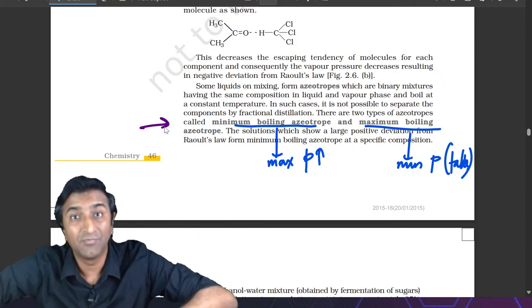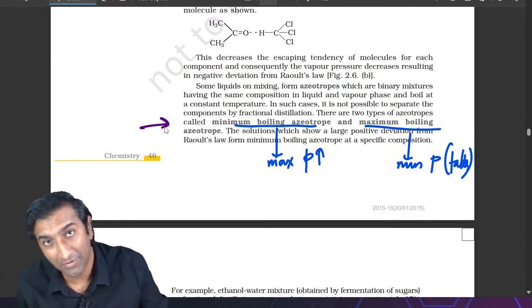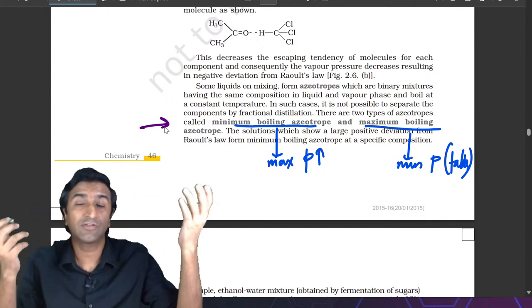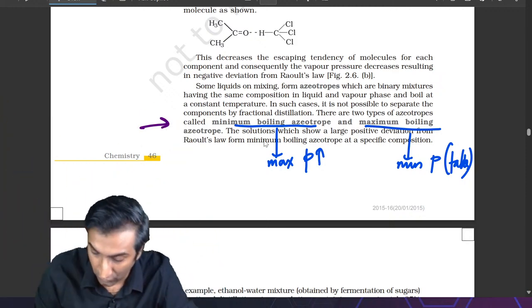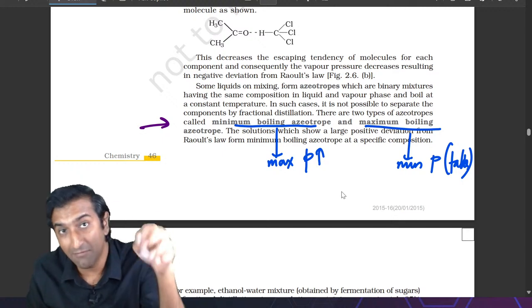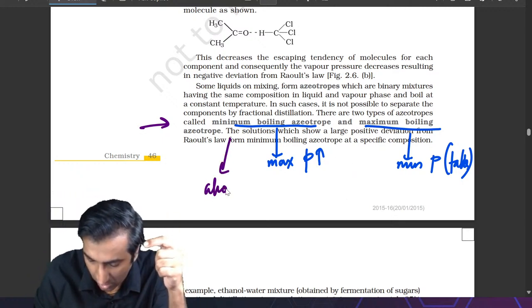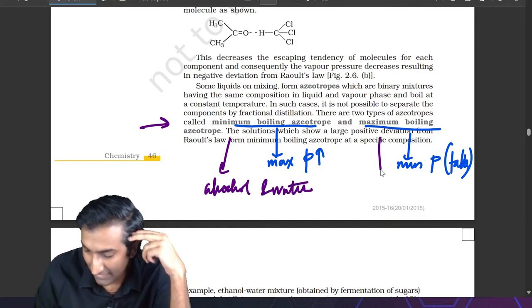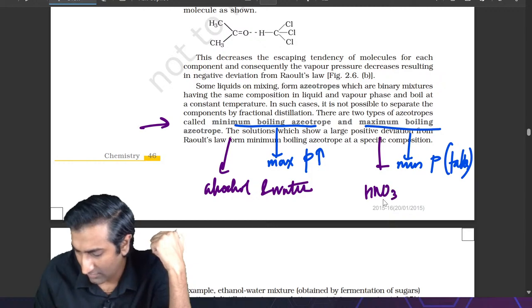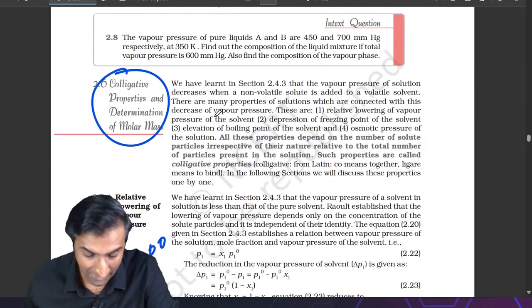Okay, sabse zyada temperature matlab sabse kam pressure. Sabse kam temperature matlab sabse zyada pressure. Pressure zyada kyun hoga? Agar zyada volatile hoge, matlab pressure zyada hoga. That's all. Theek hai? So, minimum boiling point, minimum boiling azeotrope, matlab temperature kam, jaise ki alcohol and water. Okay? And maximum boiling point, HNO3 and water, so on and so forth. Theek hai? To kafi iske examples hai.